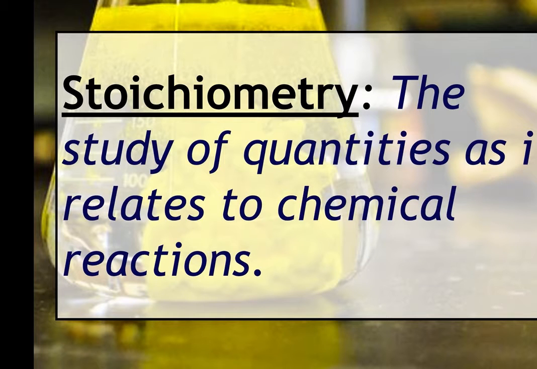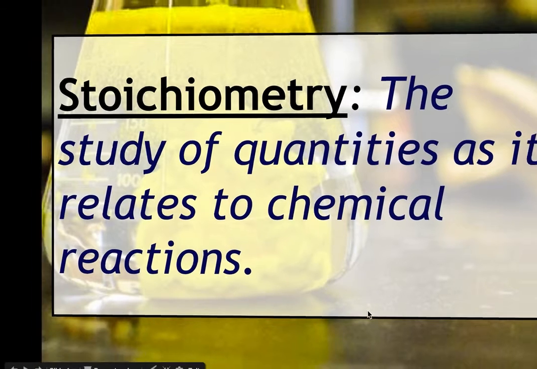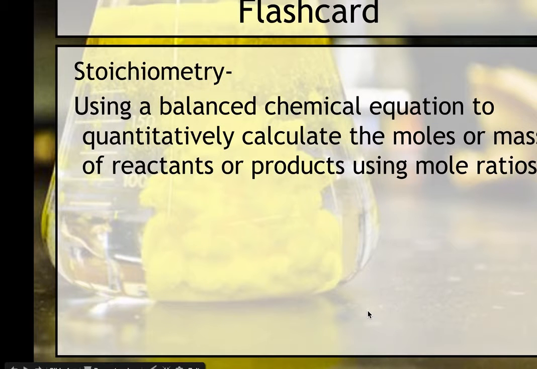Stoichiometry, as a vocabulary word, which you should make a flashcard of, is the study of quantities as it relates to chemical reactions. Specifically, we're going to be looking at comparing the number of moles on the reactant side to the number of moles on the product side, and we're going to be using those in some interesting ways. So, be sure that you make a flashcard of stoichiometry. Stoichiometry should be on the front side and the definition on the back side.